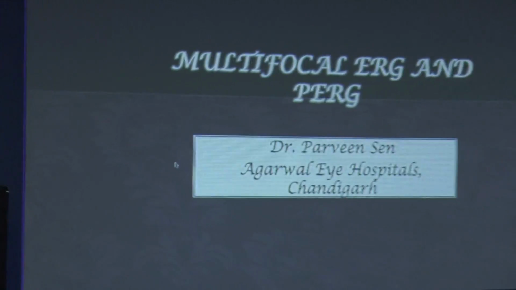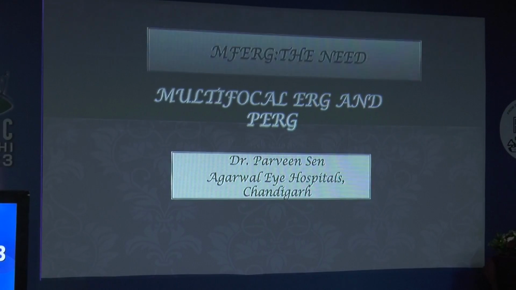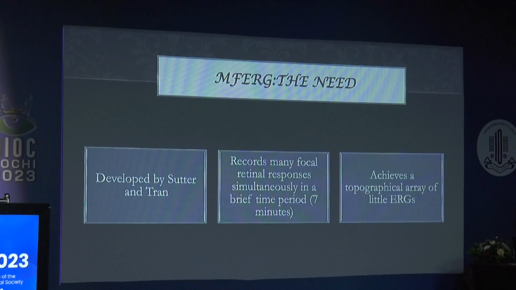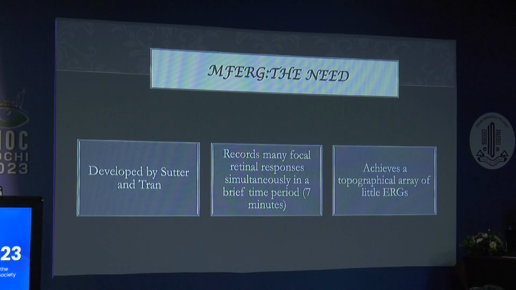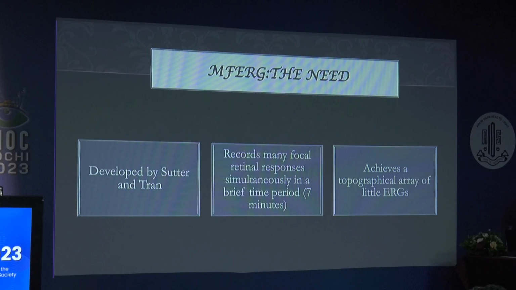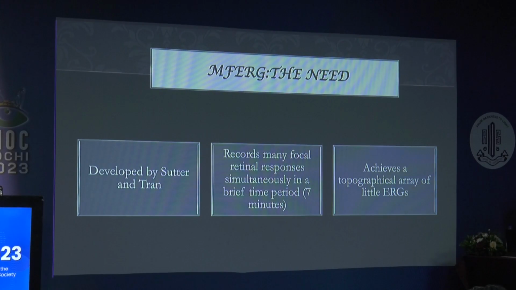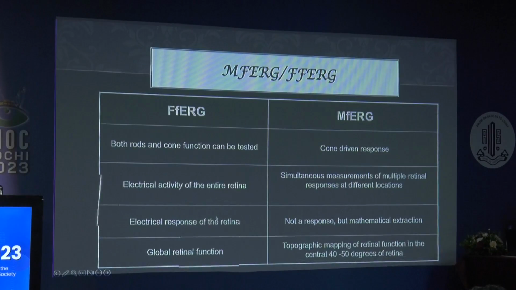change in the sequence. So, talking of multifocal ERG, I will first try to explain why we need it. As we know, full field ERG is a global retinal response. More than 50% of the cells have to be deranged, only then will you get some changes in the full field ERG. So, focal pathology gets missed out. This focal pathology is very easily picked up on multifocal ERG. It was first developed by Sutter and Tran, and it not only records focal responses, but it gives you a topographical map of these focal responses as well.